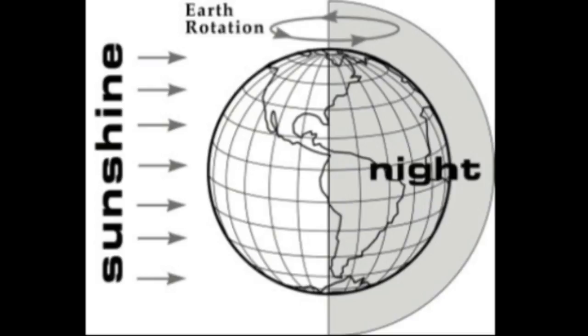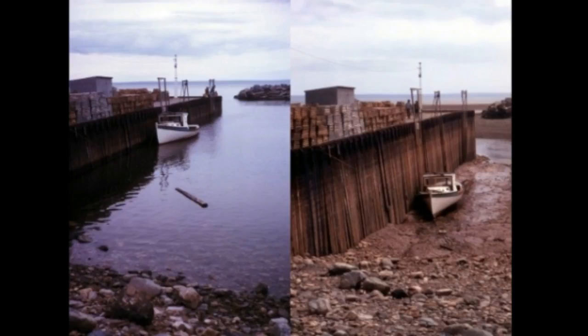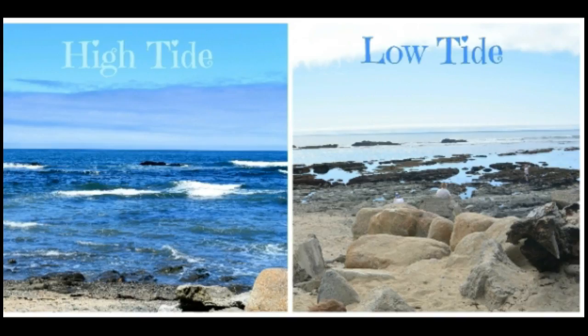Because of the Earth's rotation, two tides occur every day. High tides and low tides. High tides occur when the tide is at its highest level. Low tides are the opposite. They occur when the tide is at its lowest level.